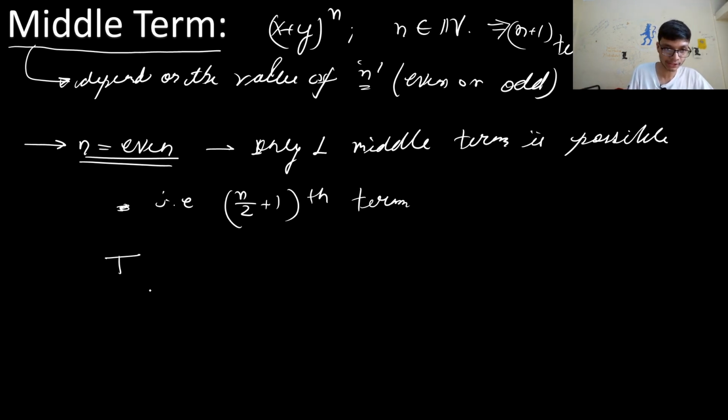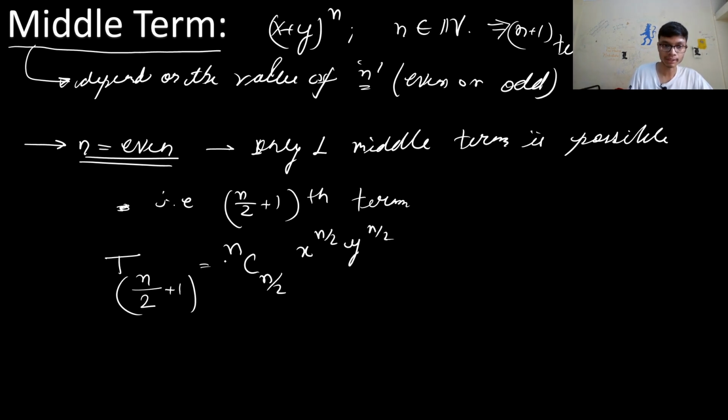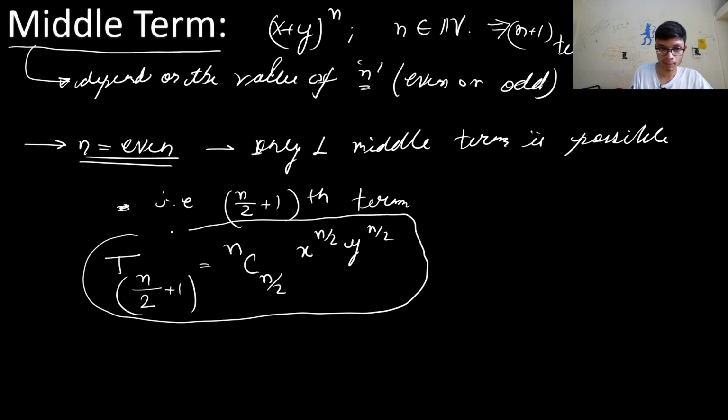So if you are interested to write what that particular term is, that is the (n/2 plus 1)th term, which means the value of r is n by 2. So from here I will get nC(n/2). Because the expansion is (x plus y) to the power n, that is nC(n/2) x to the power n by 2 and y to the power n by 2. Okay, so this is the middle term of any binomial expansion whose power is even. So if the power is even, then we have only one middle term possible.